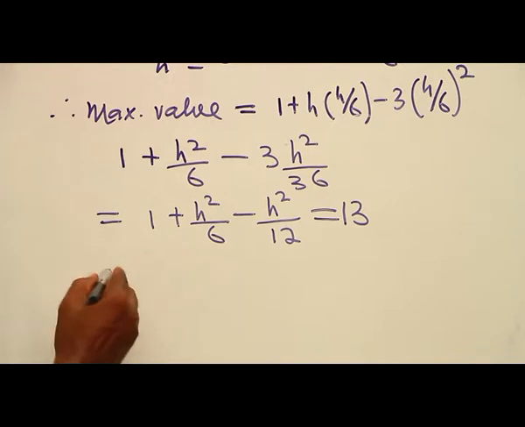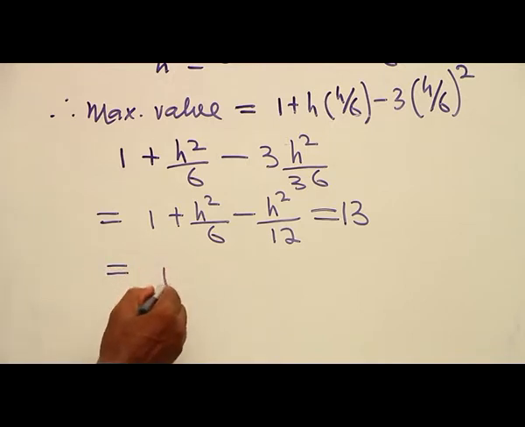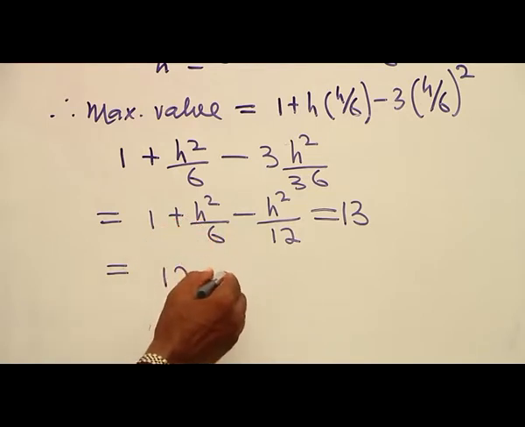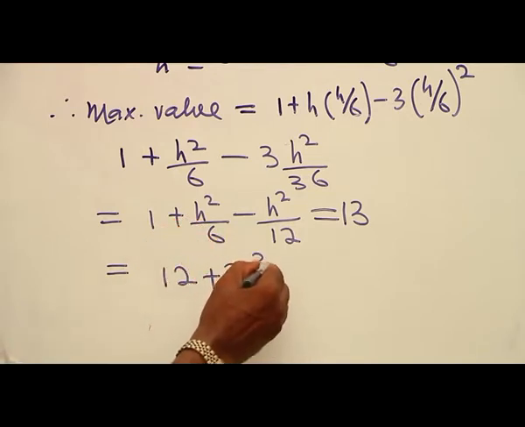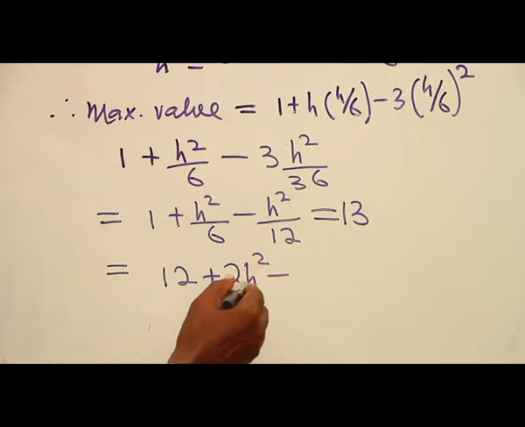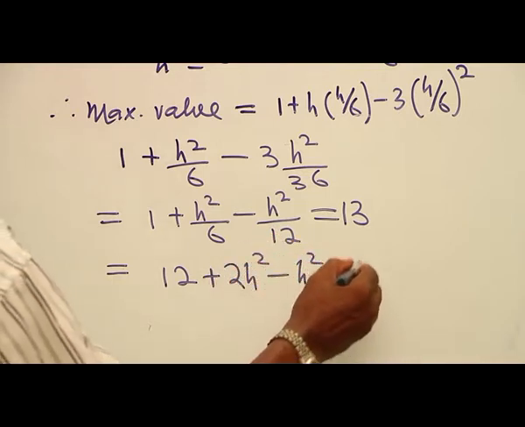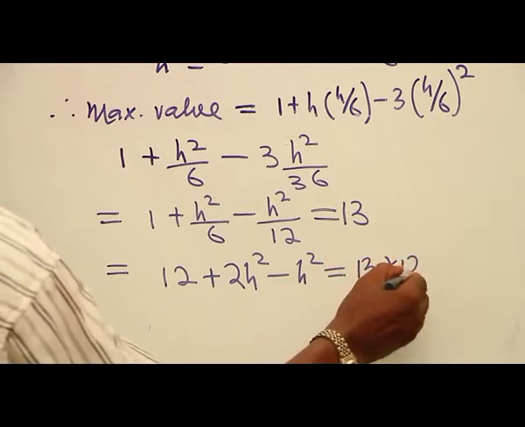So solving this, we clear the fractions by multiplying all through by the LCD, which is 12. So we have 12 times 1 is 12. And 12 times h squared over 6 gives 2h squared. And then 12 times h squared over 12 is h squared. Everything is equal to 13 times 12.